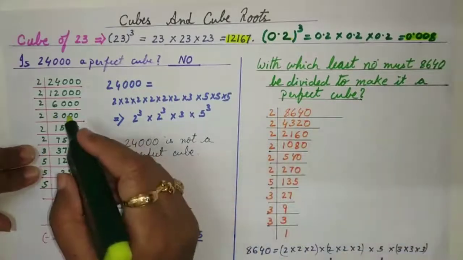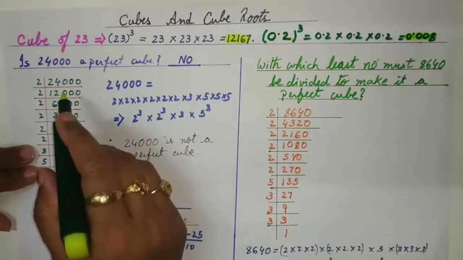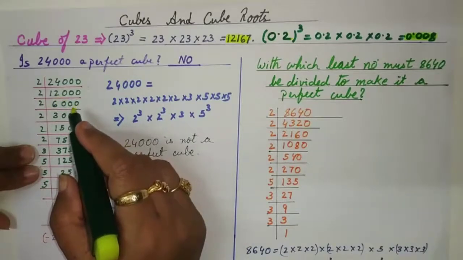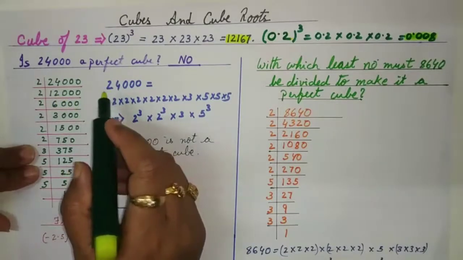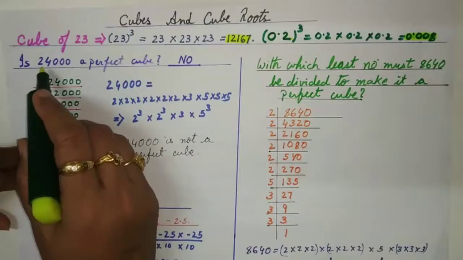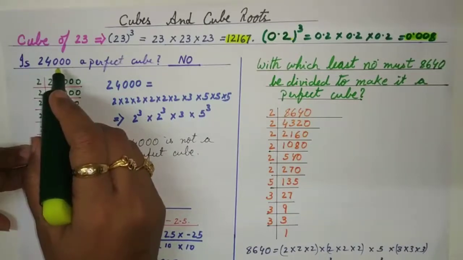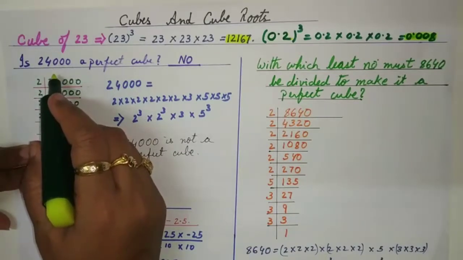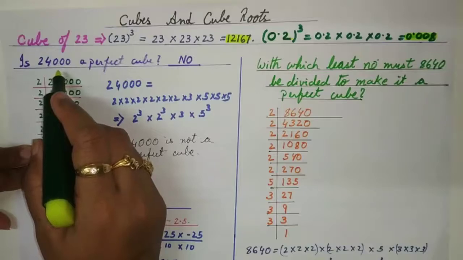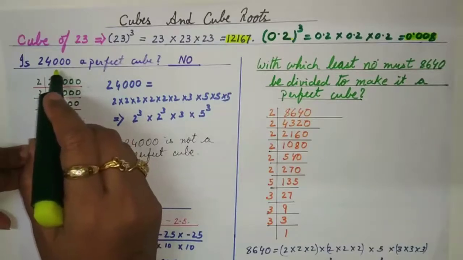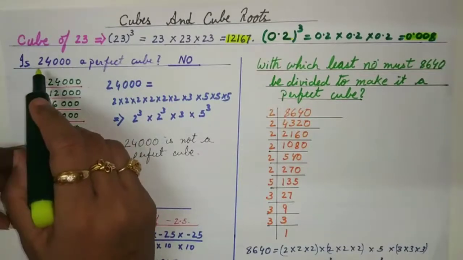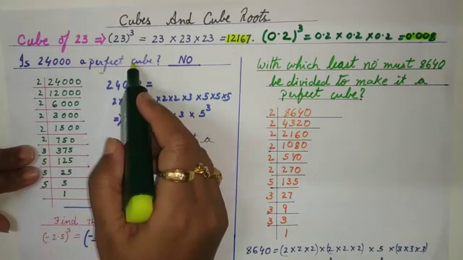Then there can be a question asking you whether a particular number is a perfect cube or not. Like I have taken an example: 24,000. Yeah, a big number actually. Standard 8. Please don't expect simple questions. You will be getting bigger numbers like this. So is 24,000 a perfect cube? I've written the answer: no.